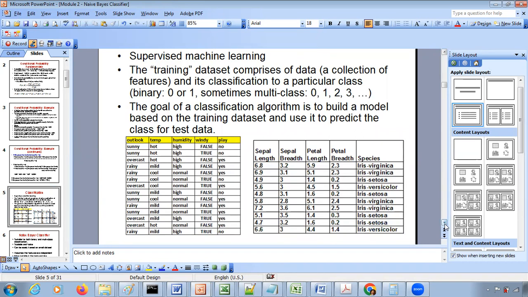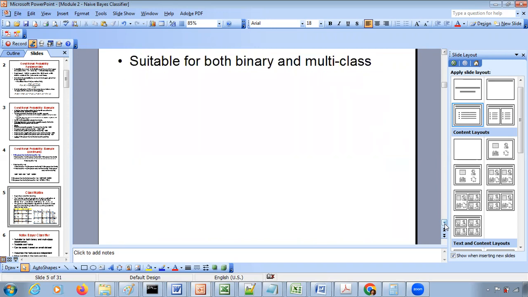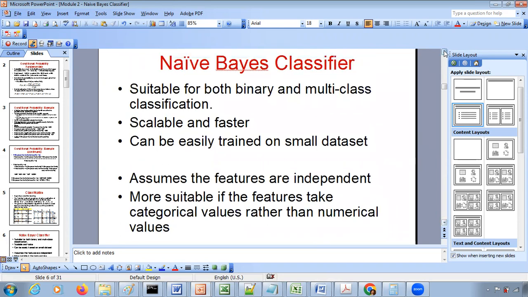The goal of a classification algorithm is to build a model based on the training data set and then use that model to predict the class for the test data. We will start with the naive Bayes classifier in this module. It is very much suitable for both binary and multi-class classification. Some of the other classification algorithms you're going to see are designed primarily for binary classification, so if you want to use them for multi-class classification, we have to tweak and modify them, or run them multiple times to be able to do multi-class prediction.